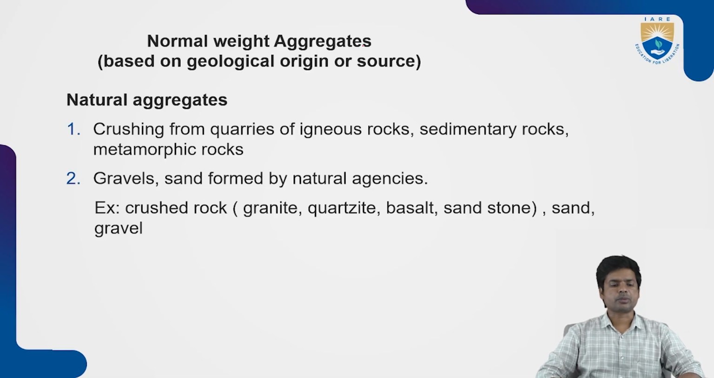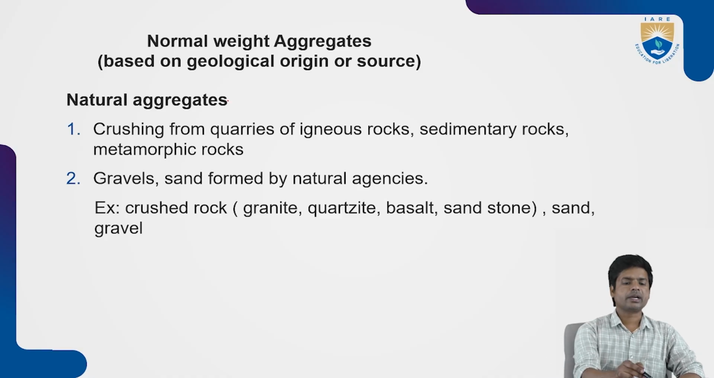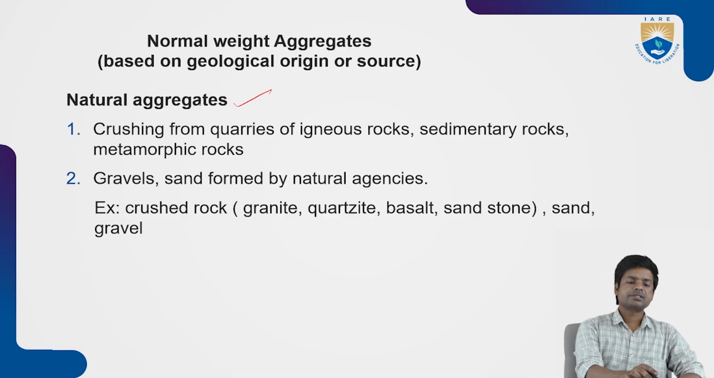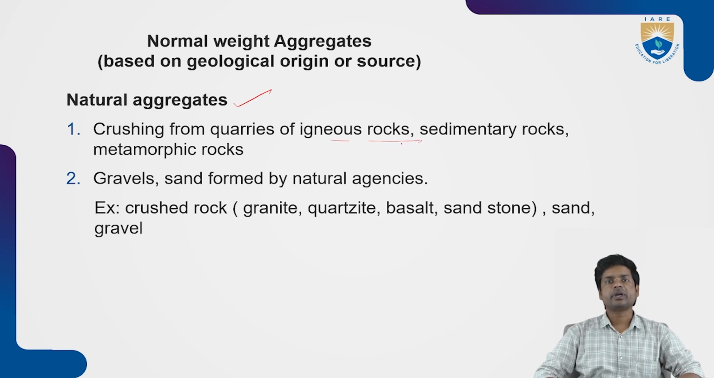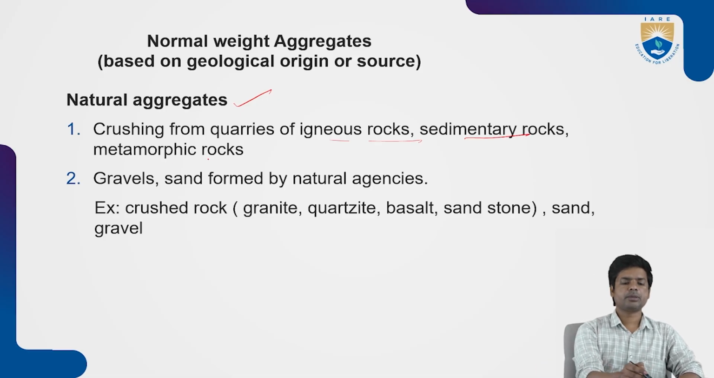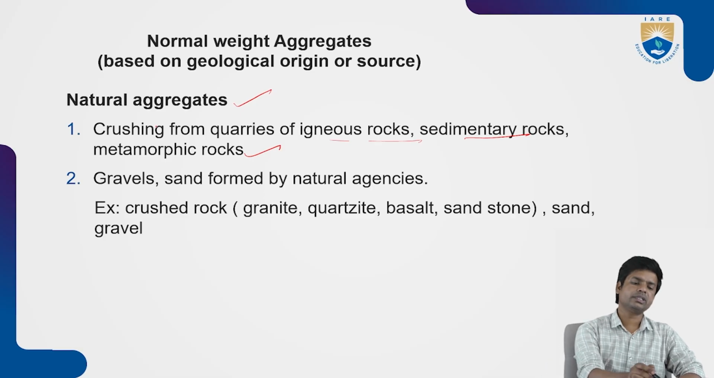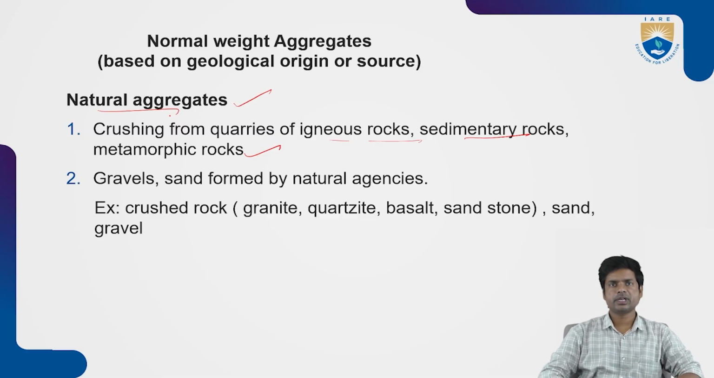Coming to the normal weight aggregates, based upon the geological origin and source, we are going to study the natural aggregates first. These natural aggregates are obtained from crushing the quarries of igneous rocks, sedimentary rocks, and metamorphic rocks. After blasting or crushing these three rocks, we get the natural aggregates, and these are called crushed stone aggregates.